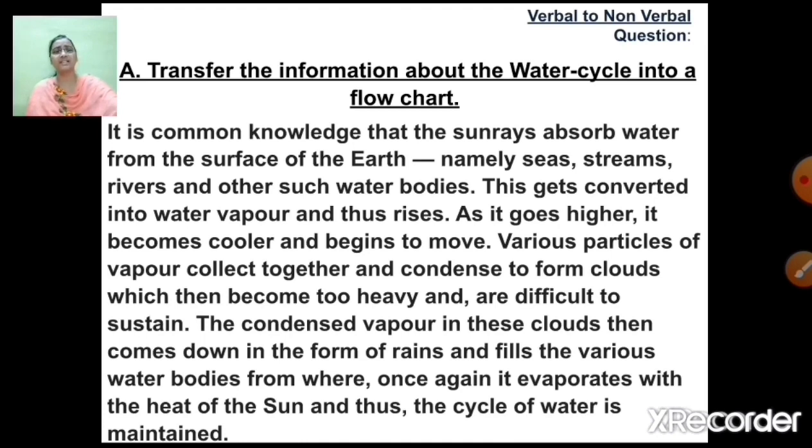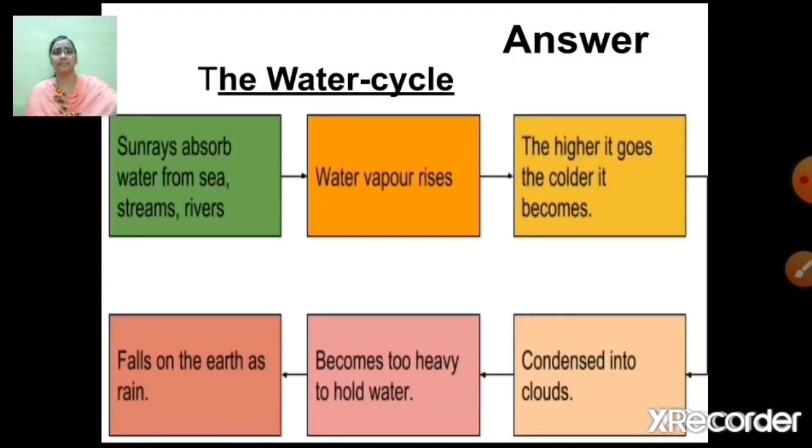Okay, now let's see the answer. Now this is the flow chart. This is what we have got from this paragraph. We will give a heading, the first step, that is the water cycle, and then we will start with the flow chart. So the first step is sun rays absorb water from sea, stream or rivers.